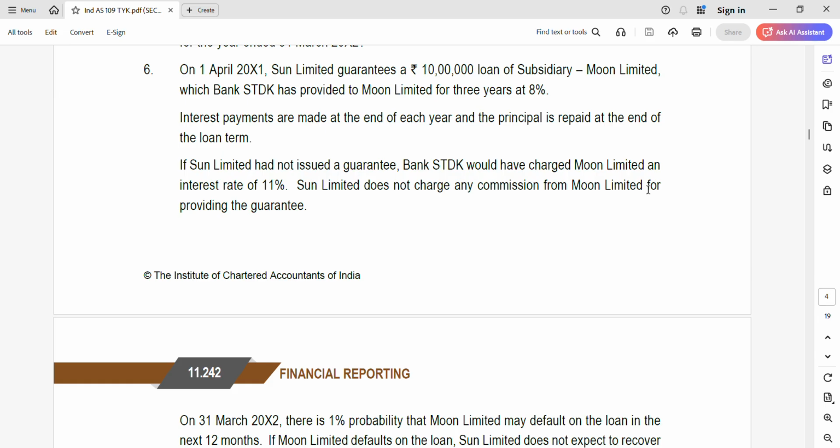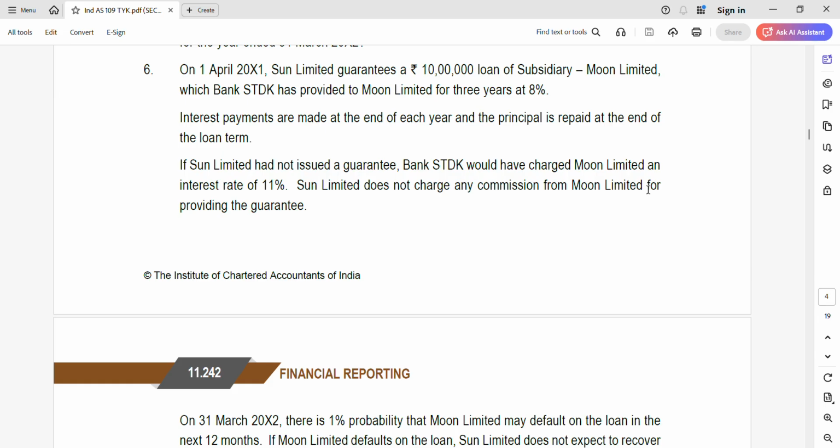So the actual rate of interest that the bank charged because of the guarantee is only 8%, but otherwise, if the holding company had not given the guarantee, then 11% would be imposed on the subsidiary company, Moon Limited. So the net impact is this 3% for 3 years. On that, if you apply the present value factor, that will give you the fair value of the guarantee amount that will be initially recorded. That will give you an amount of 73,320. This is how the flow of the problem will proceed.